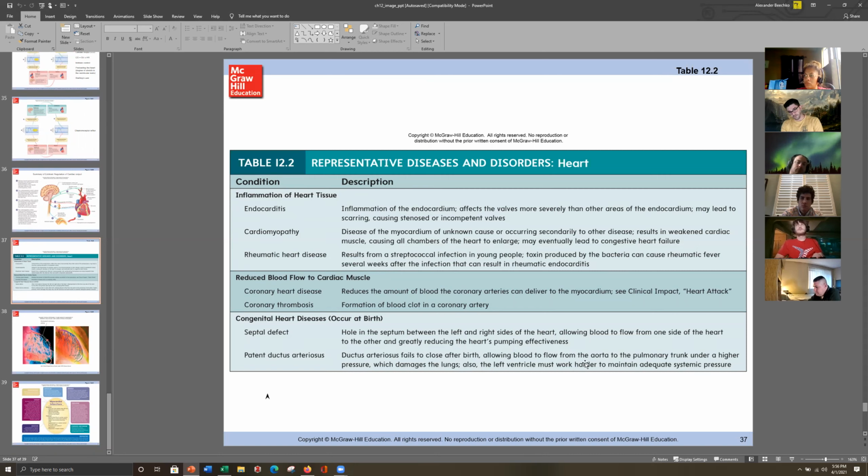allowing blood to flow from the aorta to the pulmonary trunk under a higher pressure, which can damage the lungs. Also, the left ventricle must work harder to maintain adequate systemic pressure. So on top of the metabolic issues that come about from mixing oxygenated and deoxygenated blood, we have arteries that are not used to the same pressure that the left ventricle produces compared to the right ventricle. So this can damage those pulmonary arteries as well as lung tissue.